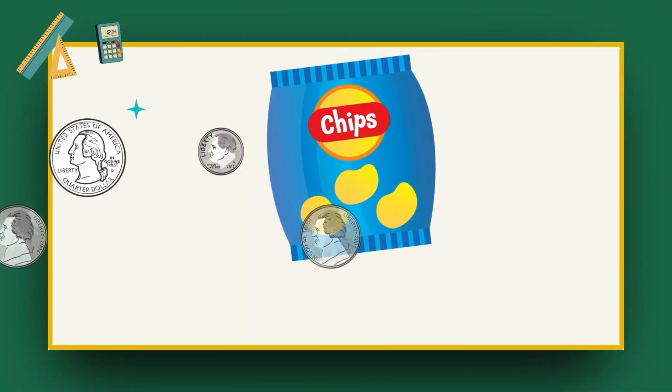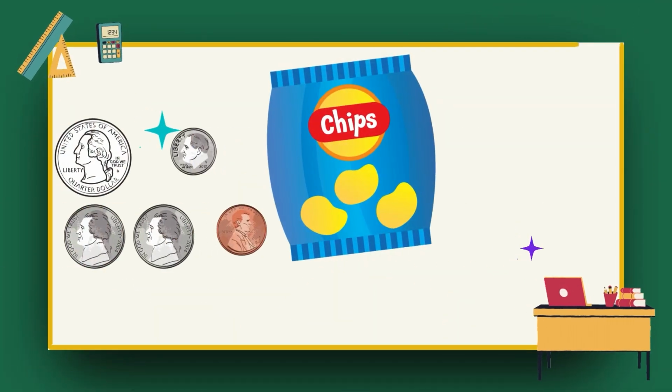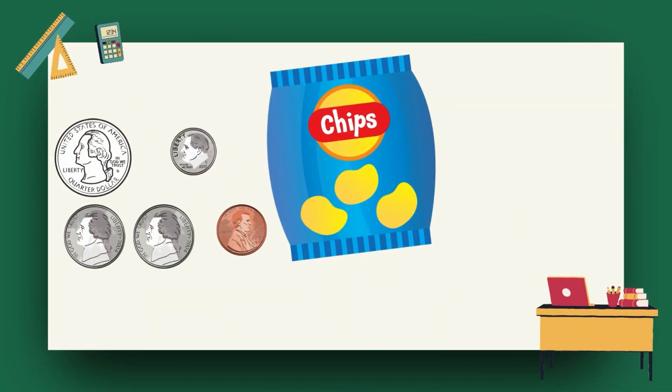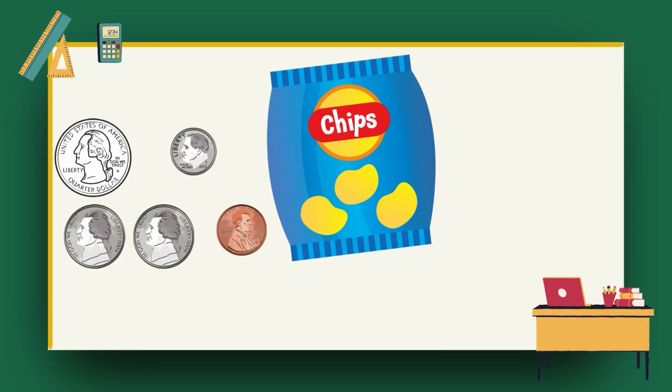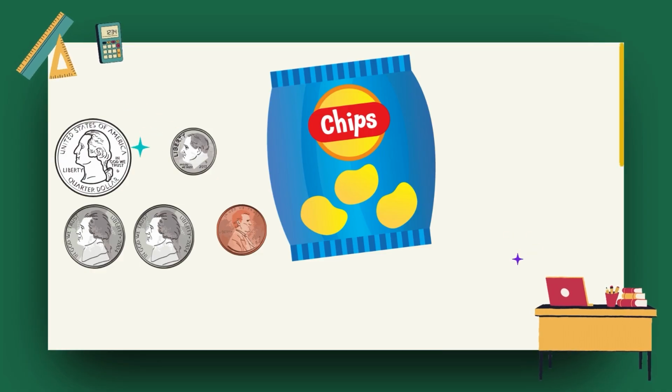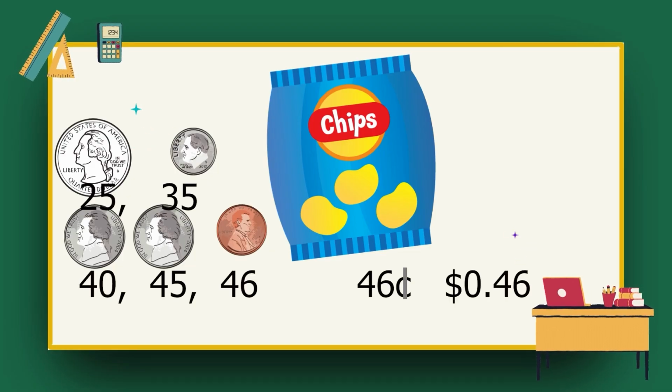All right, now I want to buy some chips. So here's the coins that represent the total. Can you help me find the cost of the chips? Why don't you pause the video and try counting up those coins? All right, you got it. You counted the quarter, the dime, the nickels, and the penny, and you got 46 cents. Great job.